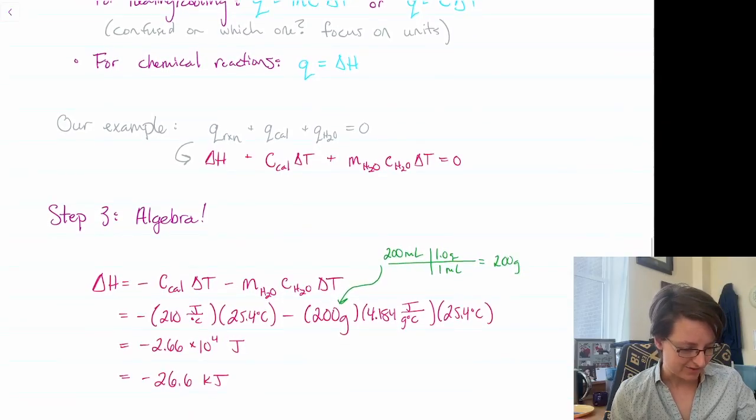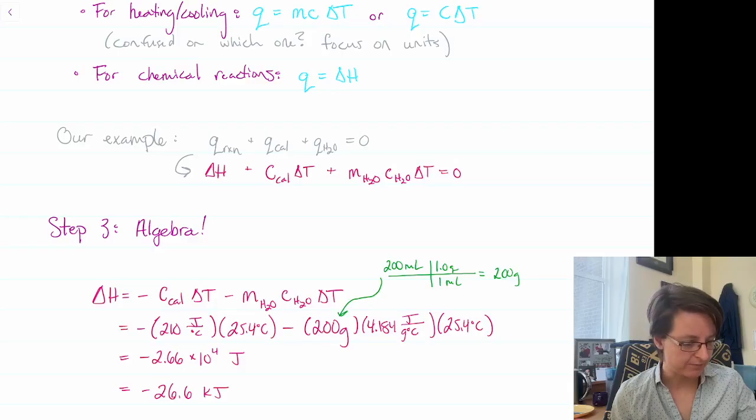This one, actually, the algebra, I think is a little bit easier than our last problem. The first thing I'm going to do is rearrange the equation. So if I subtract off my second and my third term, that'll allow me to get delta H by itself, which is the term that I'm trying to solve for. And now I can pretty much plug in numbers. I'm told the heat capacity of the calorimeter. We calculated delta T a little bit earlier. We know the specific heat capacity of the water.